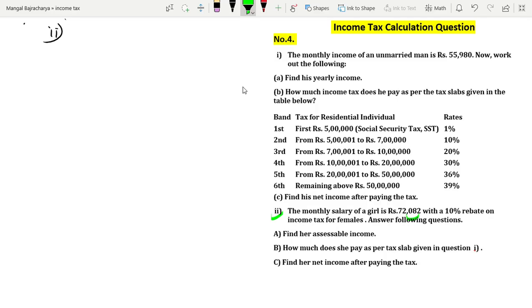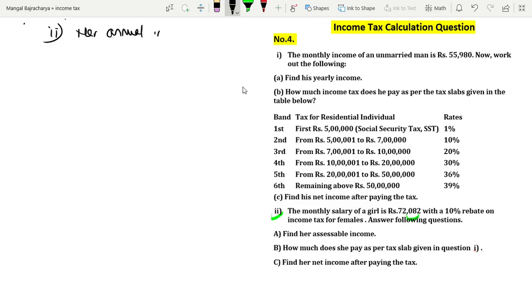So first we have to identify her assessable income or total income, and after that how much she pays as per tax given in the first question. And then number C, find her net income after paying tax. It's very similar to the first number. So let's go. Here first we calculate her annual income.